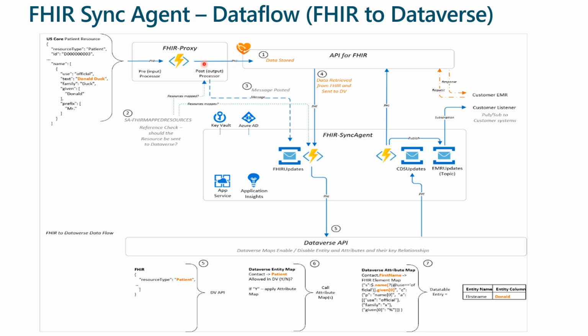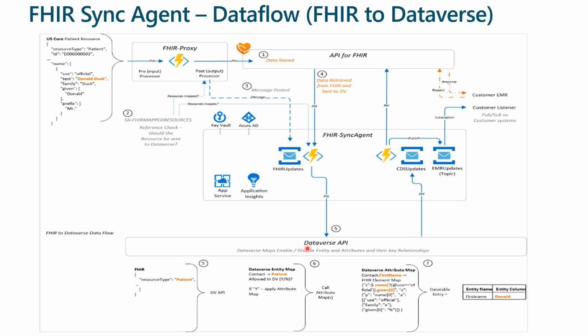Once that change gets back to the FHIR proxy, it verifies if this needs to be sent to the FHIR updates queue or not. Because this is configured in the FHIR map resources, it sent the message to FHIR updates. And the FHIR Sync Agent, which is listening to the FHIR updates queue, retrieved the needed information from Azure API for FHIR and transformed it into the Dataverse.